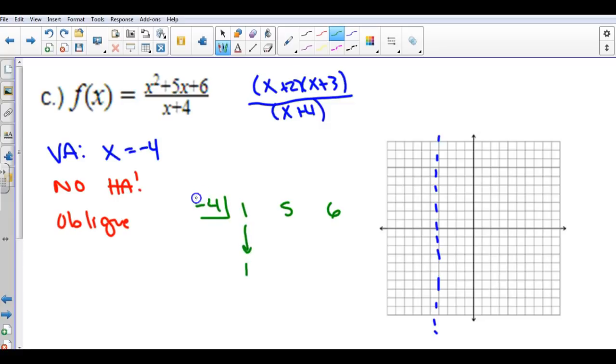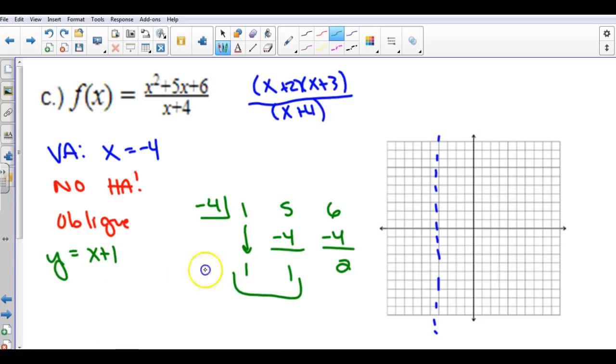So the 1 comes down, negative 4 times 1 is negative 4, 5 plus negative 4, or 5 minus 4, is 1, and then negative 4 times the 1 is negative 4. The remainder is totally irrelevant. This is the part that matters, which tells me that my oblique asymptote is going to be at y equals x plus 1.